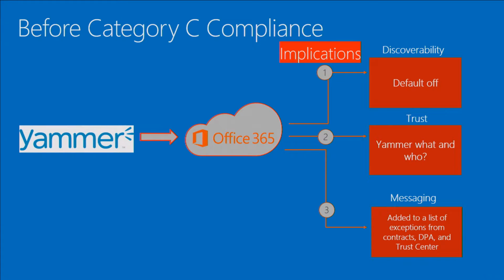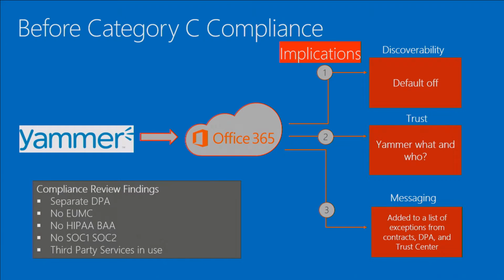Our sellers had a really hard time explaining to customers that, hey, yeah, there's a different set of rules applicable to Yammer and a different set of rules applicable to Office 365. There were different contracts, there were data protection agreements, just paperwork galore. Bureaucrats became much, much happier. Well, that's not. So if you take a look at the list over here, you know, no European model clauses, no HIPAA BAA, no SOC 1, no SOC 2. There were a bunch of third-party services.